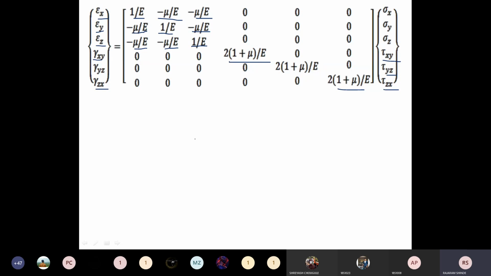Now this is the strain in terms of the stresses. But what happens in the finite element method is that we calculate the displacements first, and after calculating the displacements we calculate the strain, and from the strain we calculate the stresses.